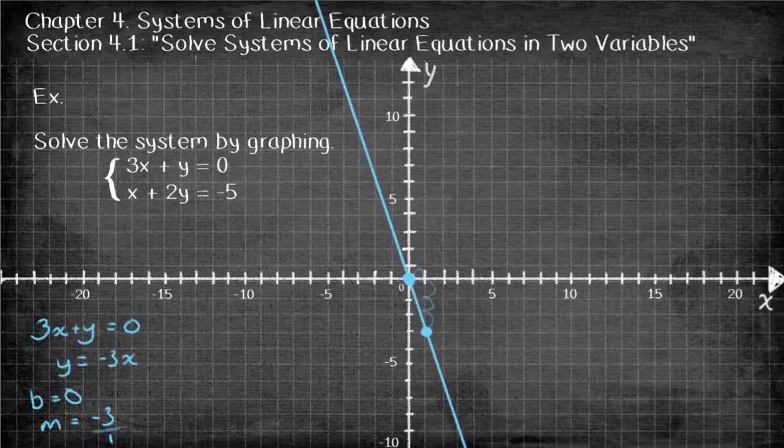Alright, so there's one of our lines. I'm going to do the other one. Let's do this one with intercepts. Remember that the x-intercept is when y is equal to 0. So I'd have x plus 2 times 0, or I'd have x equals negative 5. Alright, so the x-intercept is negative 5.